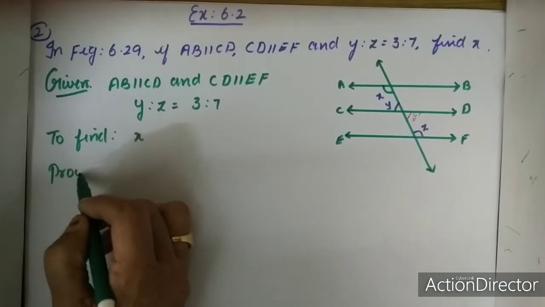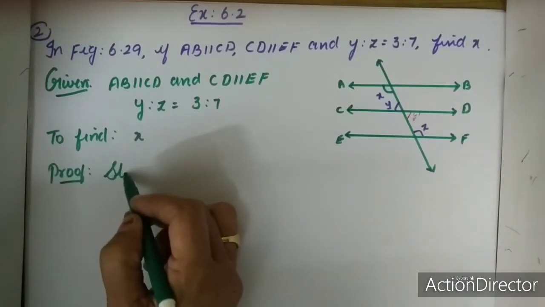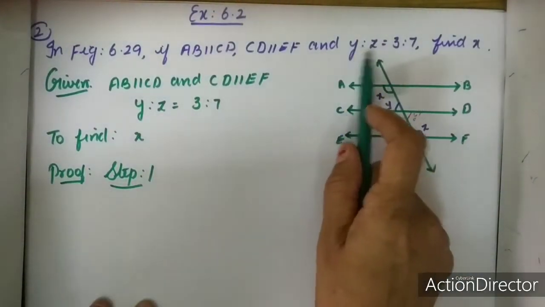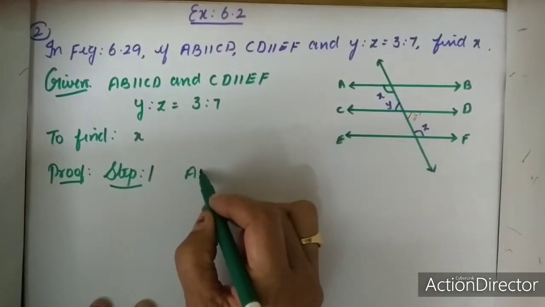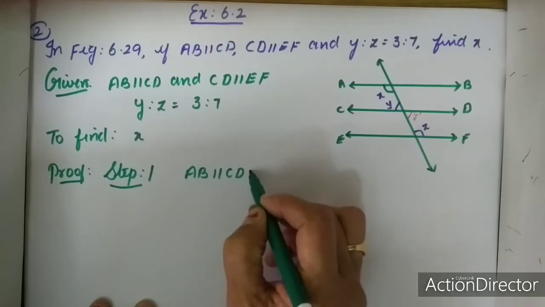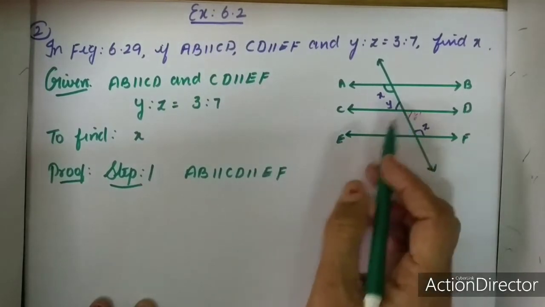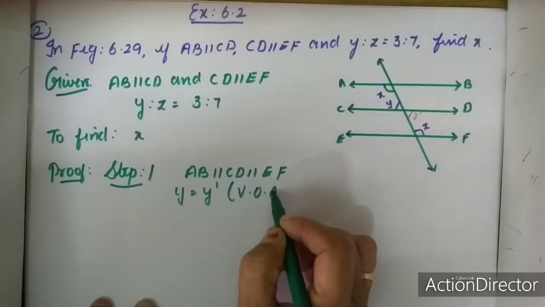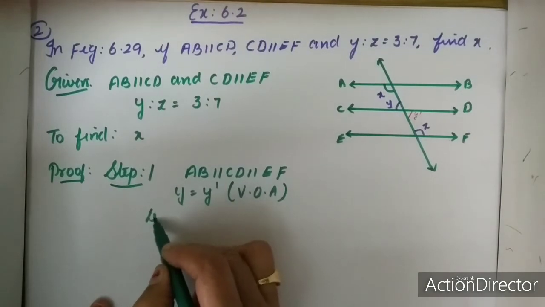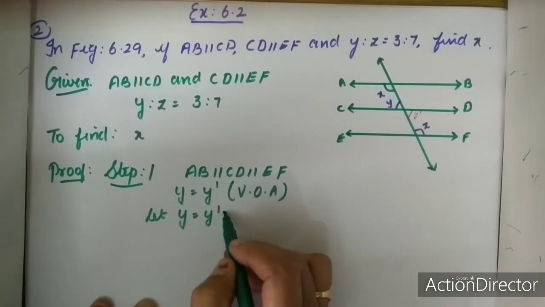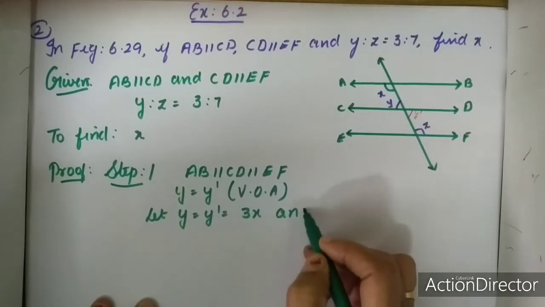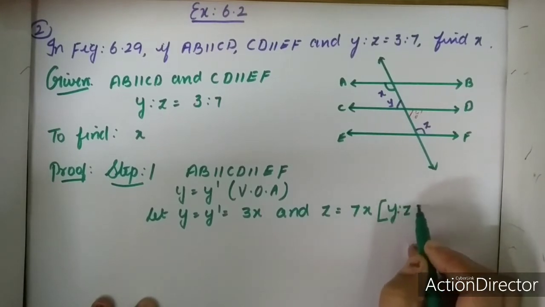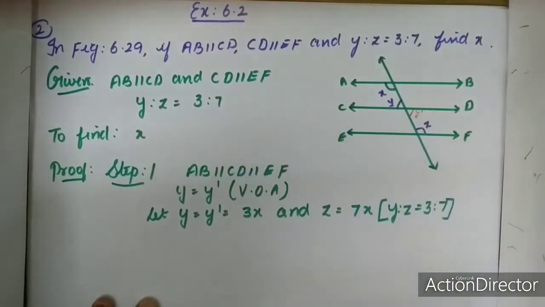Proof. If you write it stepwise, it will be very useful for you. Step 1 will start from the ratio given over here. First you will write AB is parallel to CD is parallel to EF, and there you will write Y is equal to Y dash, in brackets vertically opposite angle. Let Y is equal to Y dash is equal to 3x and Z is equal to 7x, in brackets Y is to Z is equal to 3:7.